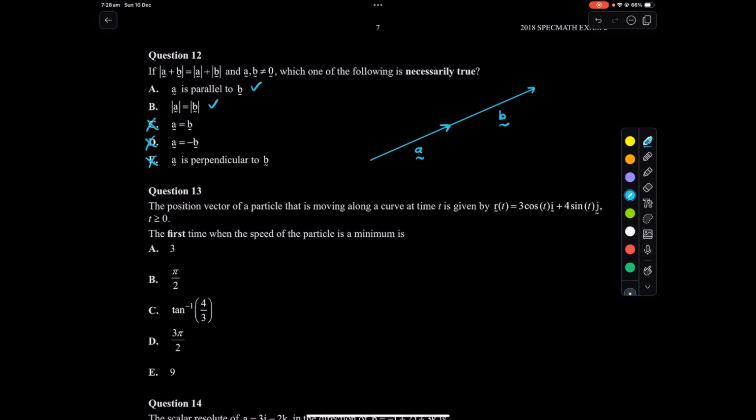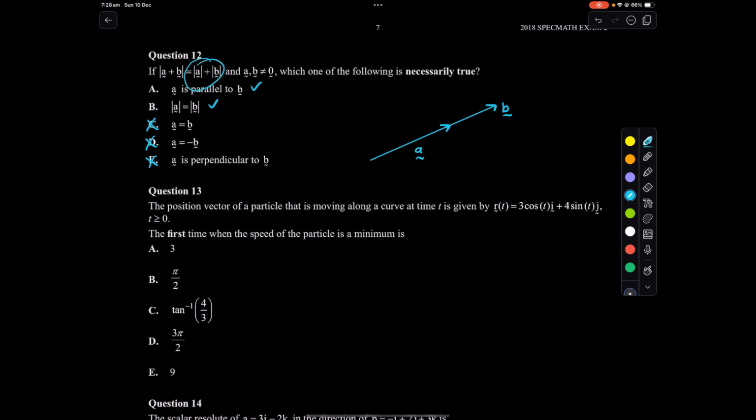Let's look at another case. We look at this one over here. The magnitude of A equals the magnitude of B. What about if I rub this here and made it smaller? This is your B. And so, let's see if that case works.